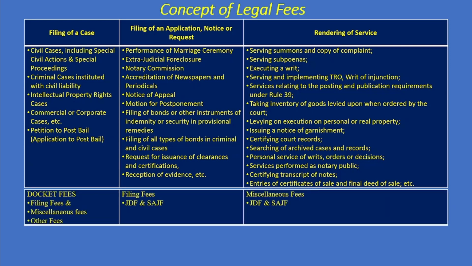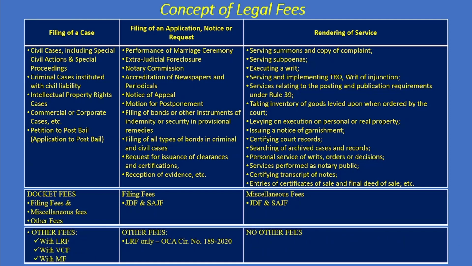Okay, so under filing of cases, the fees are called docket fees. So under the second column, those are filing fees. So under the third column, those are miscellaneous fees. So under filing of cases, there are other fees, the three fees, the LRF, VCF, and MF. Under filing of application, only the LRF. So in miscellaneous, there are no other fees.